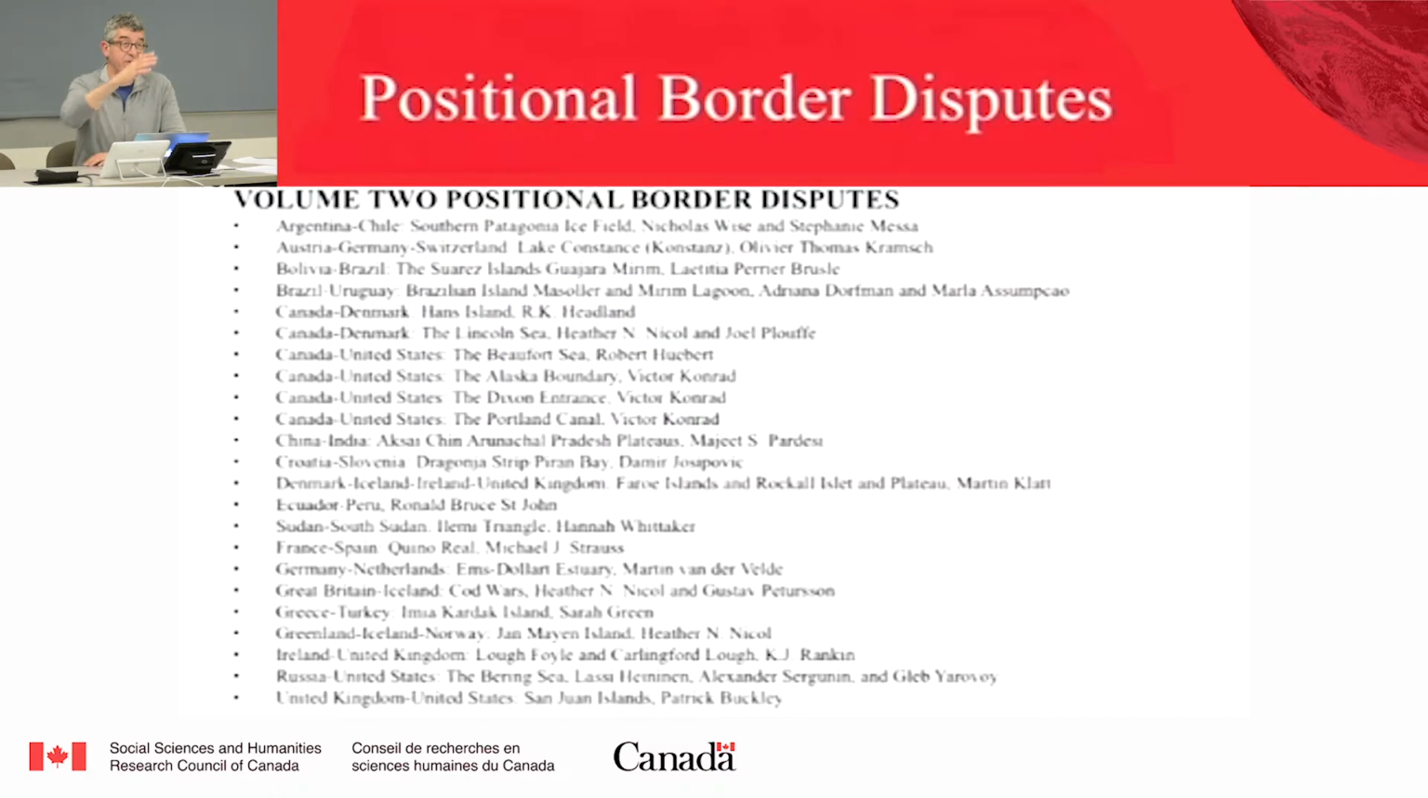So we have, in the Encyclopedia, all kinds of disputes that are located. And I think it's interesting to see between Canada and the US, we have the Beaufort Sea, we have the Alaska boundary, we have the Dixon Entrance, we have the Portland Canal, and so on and so forth. Victor Conrad did a number of those. And they all have to do with old maps, and also because the states have lost interest in the disputes, because they have found other ways to resolve these things.